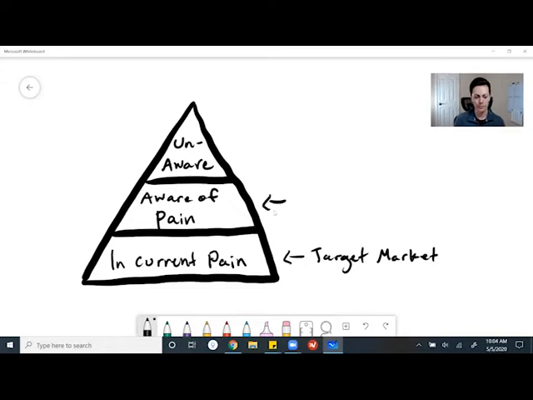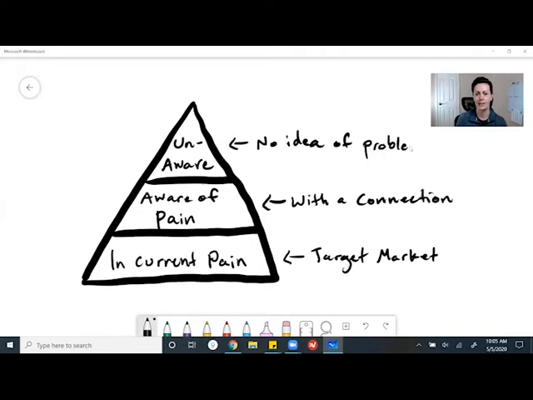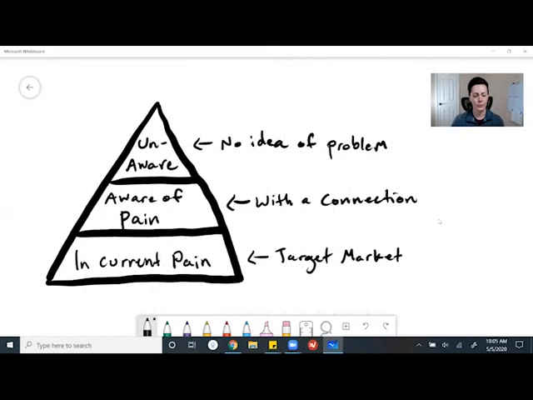So right up here, these are people with a connection to the problem. They are aware of the pain, right? They could be colleagues. They could be different departments of companies within an industry. They have a connection to that problem or that pain. And then these people up here, no idea, right? They have no idea of the problem. And again, these people get included in target markets a lot more than you would think.